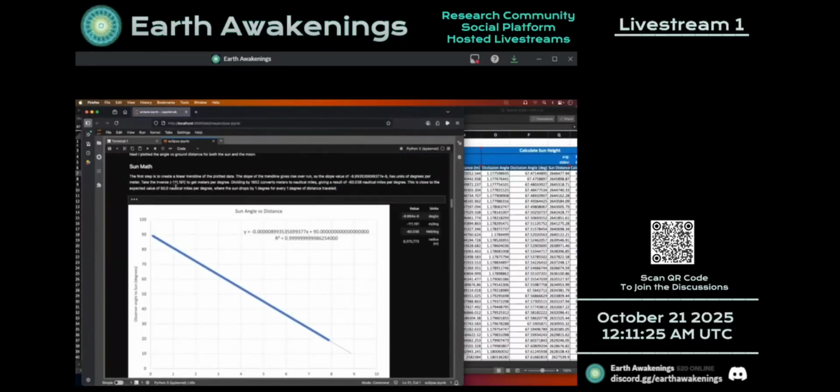When we take the inverse, 111,000 meters per degree, and then divide by 1852, that gives us 60.038 nautical miles per degree. This is close to the expected 60 nautical miles per degree, where the sun drops by 1 degree for every 1 degree of distance traveled.